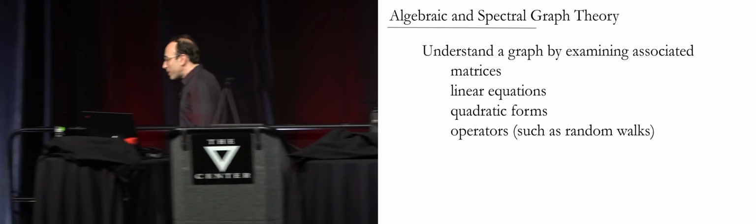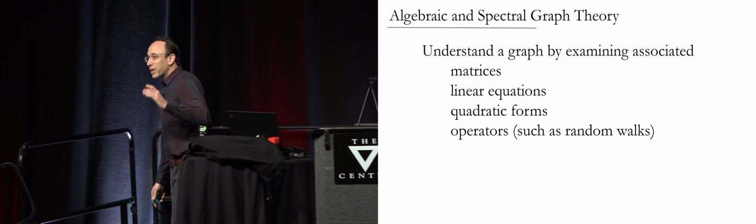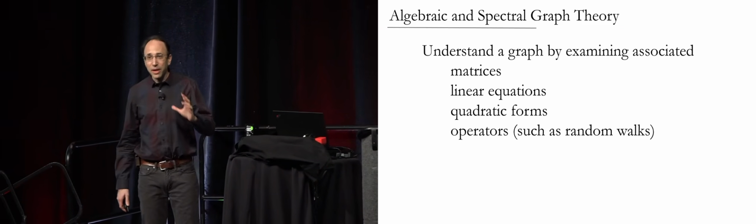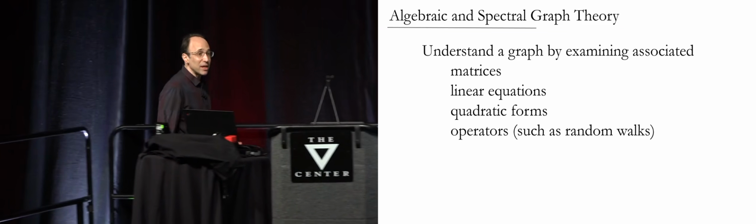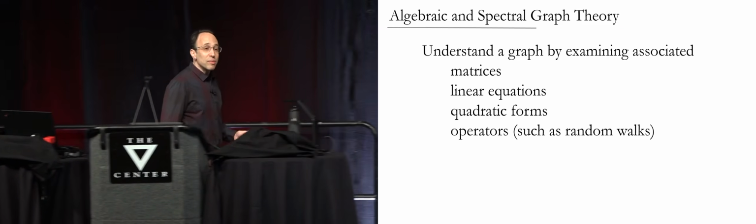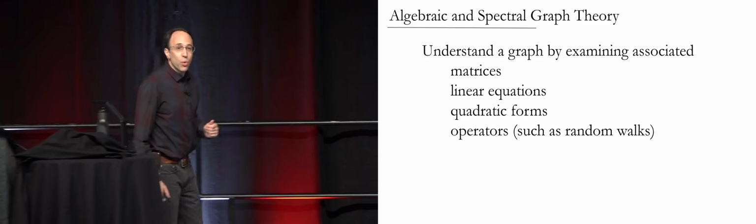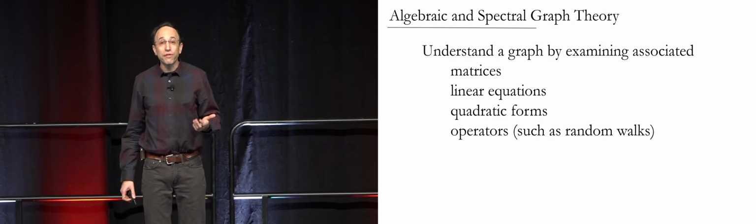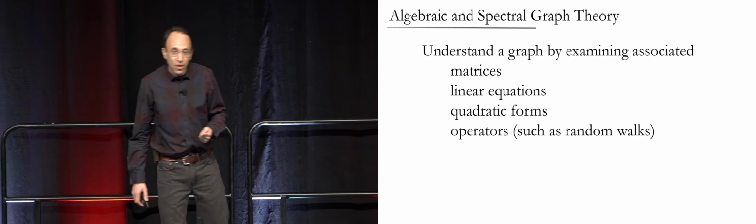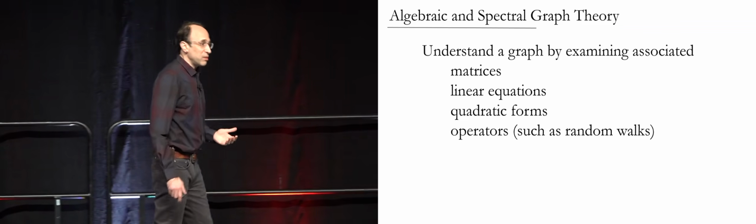So what do we do in spectral and algebraic graph theory? We understand a graph by looking at matrices associated with it, and we can think about those matrices in many different ways. We use them to define systems of linear equations related to a graph. We use them to define a quadratic form associated with a graph, or an operator associated with a graph.